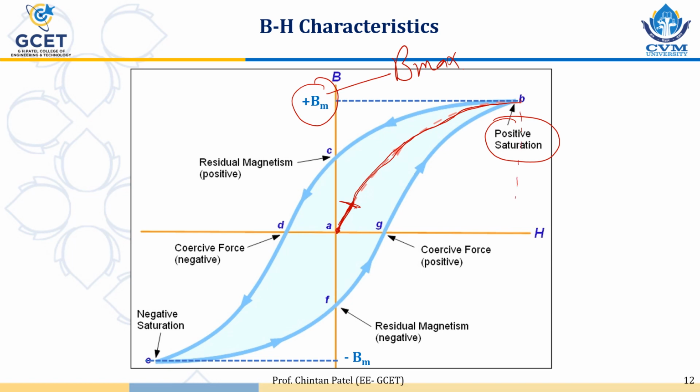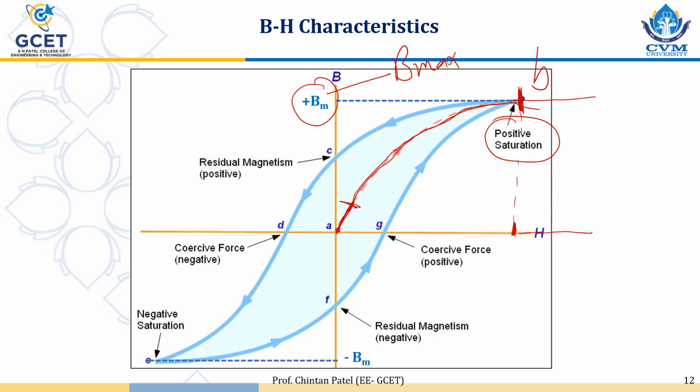After reaching this point of H, if we still increase current, H will be increased, but B will not be increased because it enters into saturation region. So even if current is increased, H is increased, the B will not be increased and the graph becomes like this. So this point B is called a positive saturation.